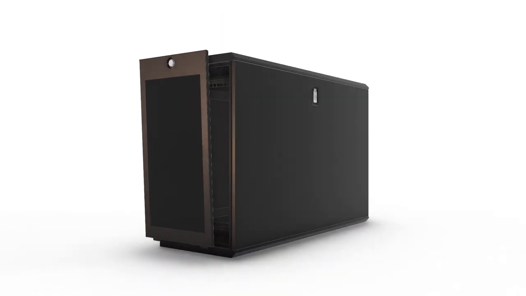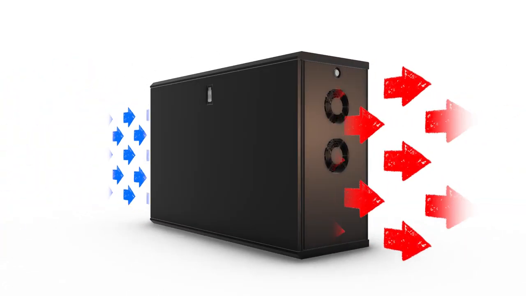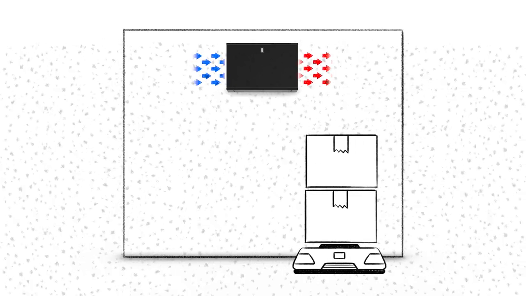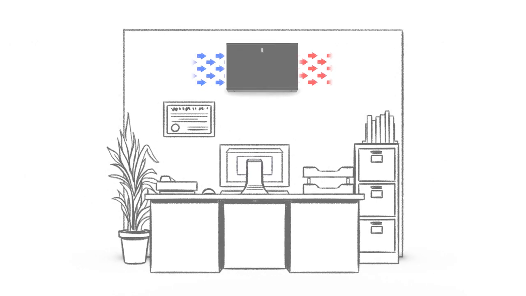Additionally, our replaceable dust filter and integrated fan ventilation allows the 6U wall mount micro data center to operate in dusty and light industrial environments, such as storefronts and warehouses, as well as office environments and traditional IT environments.